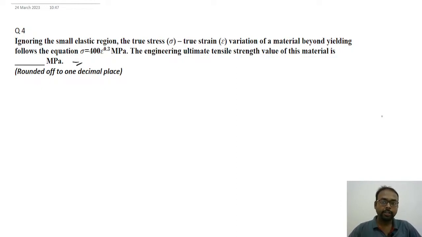So how can we find that out? We have been given the true stress-strain relationship, sigma is equal to 400 epsilon to power 0.3. Now, actually at the ultimate point, this epsilon value will be equal to n, that is this index value.